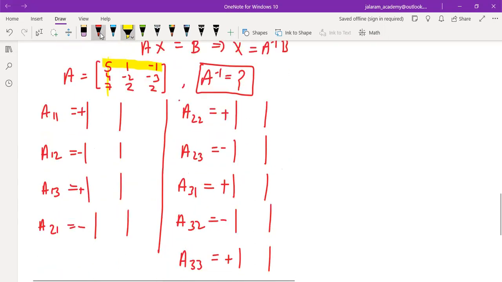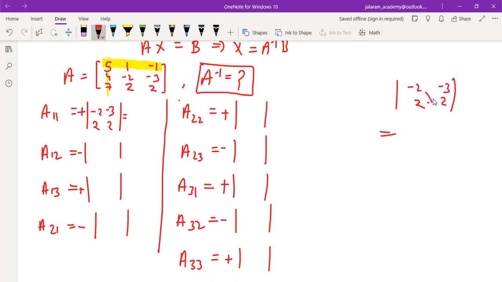So it gives the determinant of minus 2, minus 3, 2, 2, which equals cross multiply: minus 2 into 2, minus 4, minus 2 into minus 3, 6. This determinant, you all know how to find the value of. Still, I am telling you, first we cross multiply these two, minus 2 into 2, then we multiply these two, 2 into minus 3, and then we find their difference: minus 4 plus 6 equals 2. So the first determinant is 2.